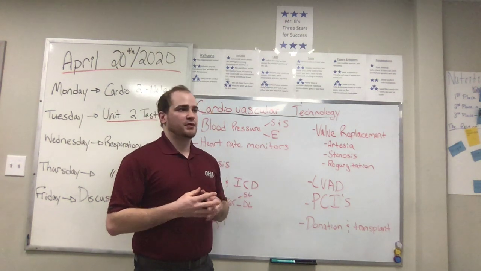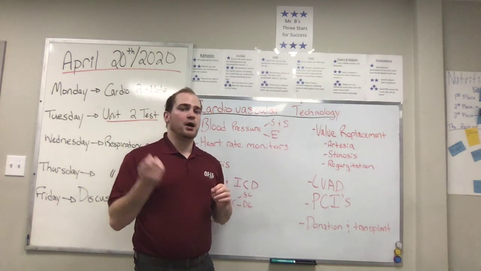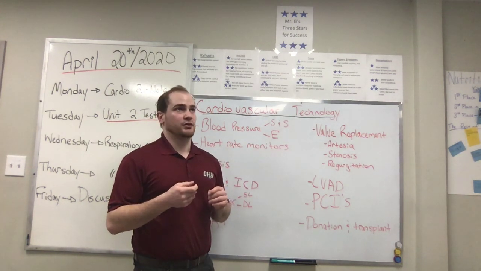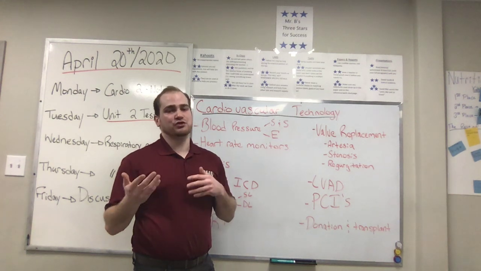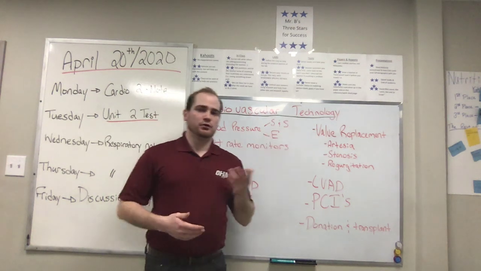There's a slight difference between them, but again, they come back to valve defects where the body can't pump between each chamber, each atrium to ventricle. Atrium and a ventricle combined is a chamber. So artesia is something you're born with.